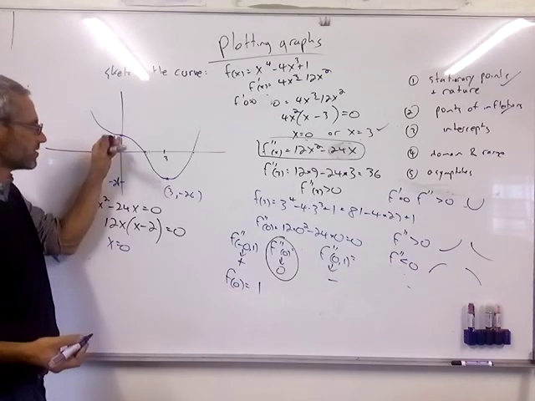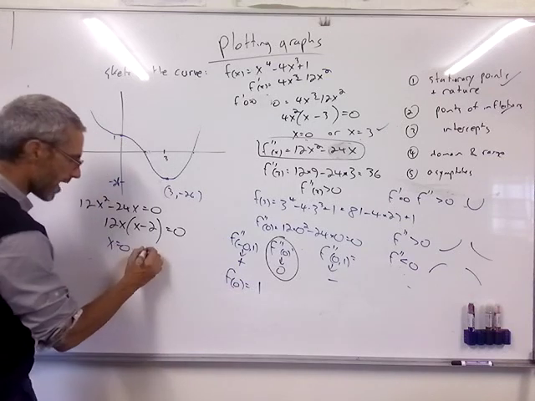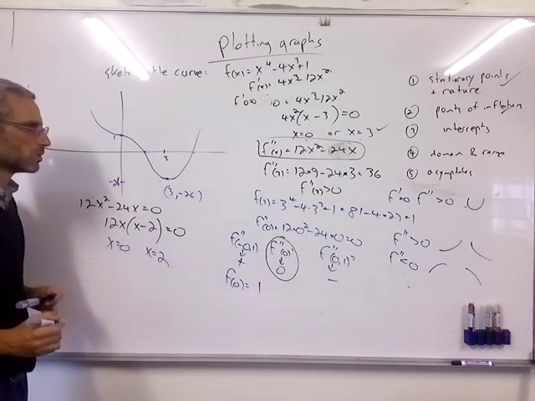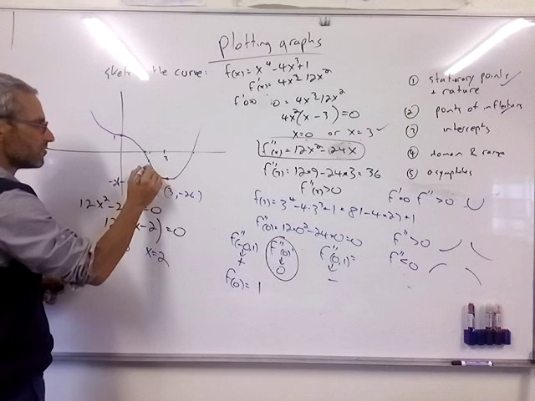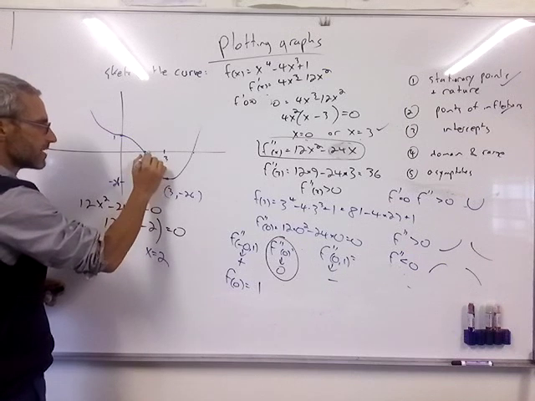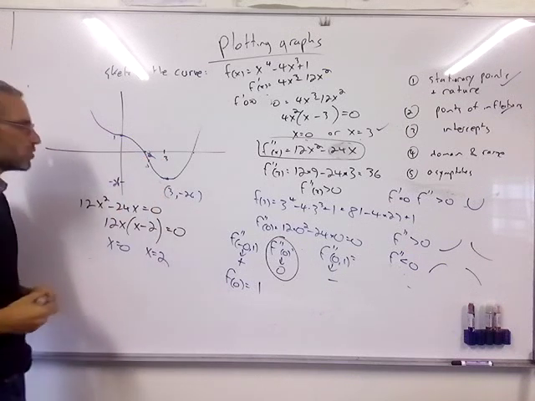We know that this was a point of inflection. But now we have another solution, x equals 2. So what we found here is the second point of inflection. It's at x equals 2.